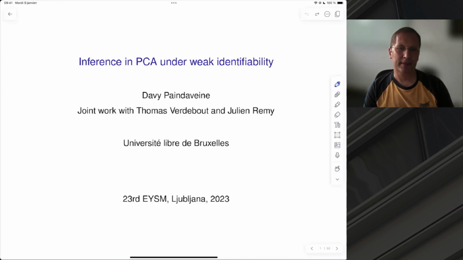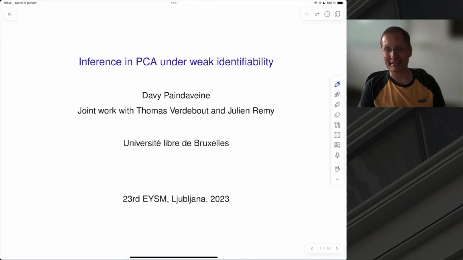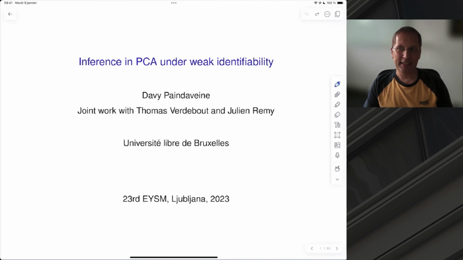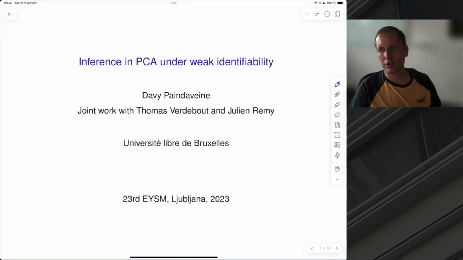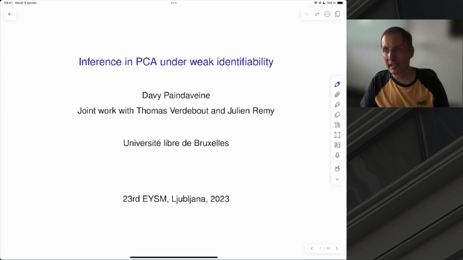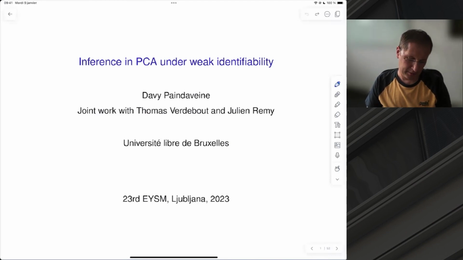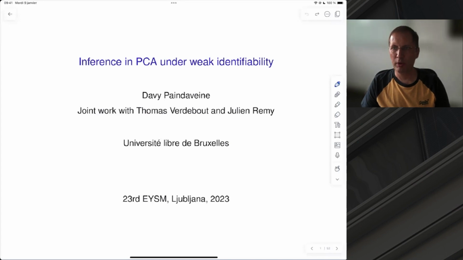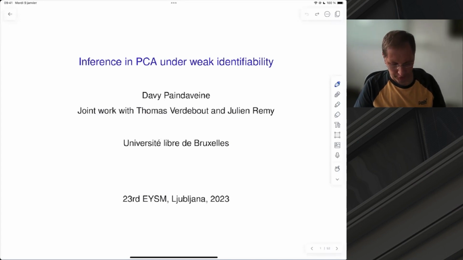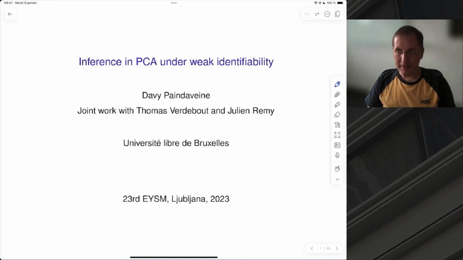I must say that the topic is not so much PCA, so you all know about principal component analysis. The topic is really this weak identifiability component. And PCA is only one framework where such weak identifiability will materialize, but there are actually many other frameworks, I think, where it might materialize. And in our recent research, we considered other such frameworks. But again, PCA is the setup for today.